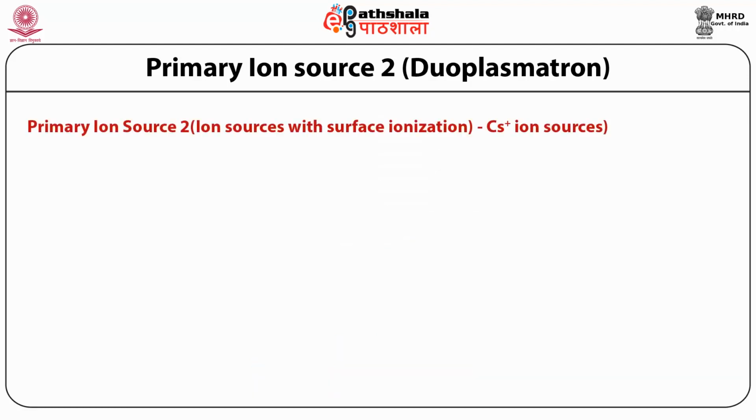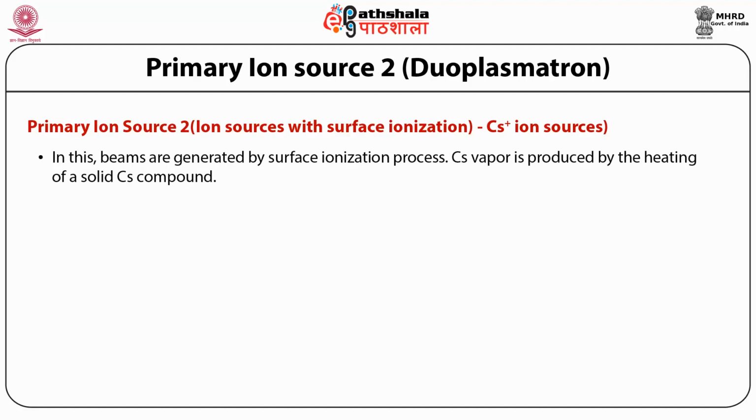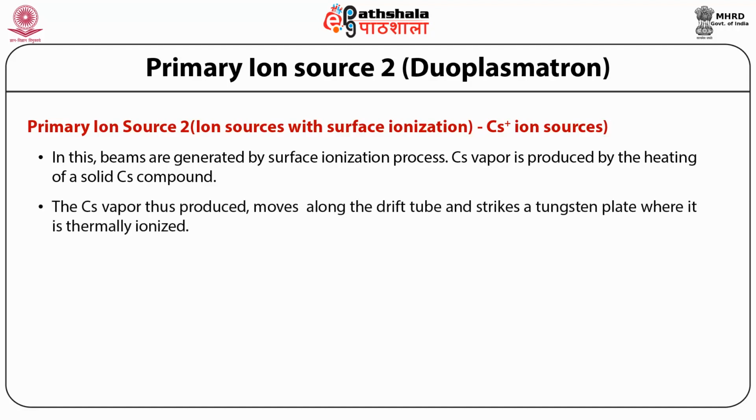We'll deal with primary ion source 2, as we call it, ion source with surface ionization. This is mainly a cesium plus ion source. In this, beams are generated by the surface ionization process. Cesium vapor is produced by heating of a solid cesium compound. The cesium vapor thus produced moves along the drift tube and strikes a tungsten plate where it is thermally ionized.